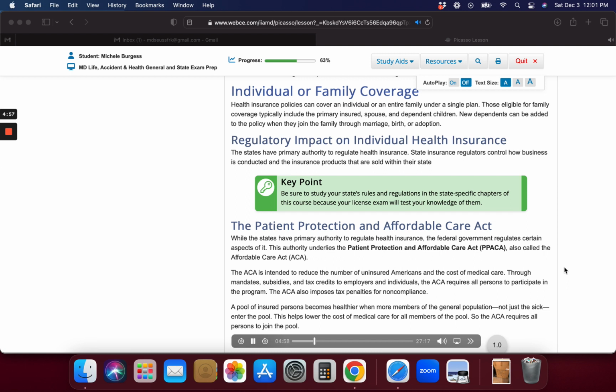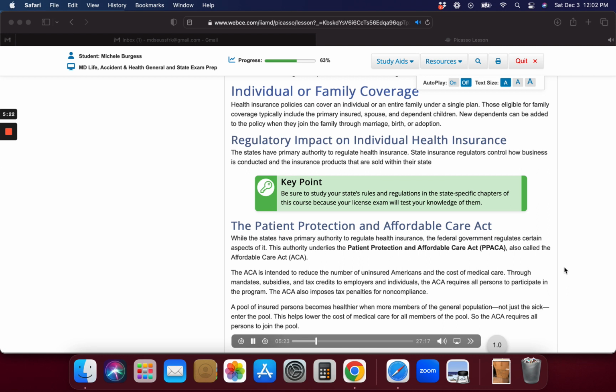Regulatory impact on individual health insurance. The states have primary authority to regulate health insurance. State insurance regulators control how business is conducted and the insurance products that are sold within their state. Key point: be sure to study your state's rules and regulations in the state-specific chapters of this course because your license exam will test your knowledge of them.